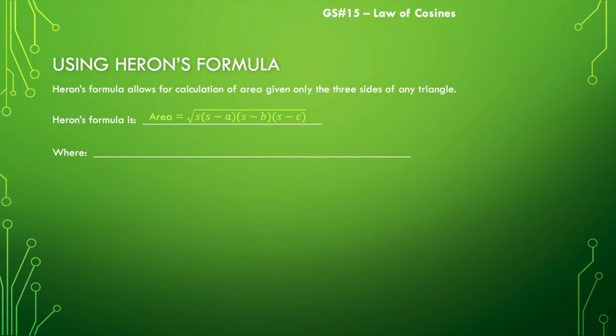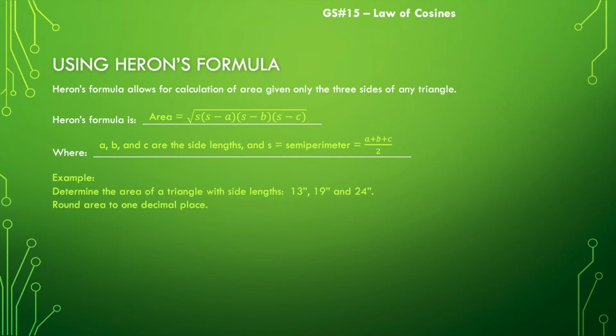Heron's formula says the area of a triangle is given by the square root of s times (s minus a) times (s minus b) times (s minus c), where s is the semi-perimeter, which means half of the entire perimeter, the side lengths a, b, and c added together and divided by 2. So in this formula, s is the semi-perimeter, and a, b, and c are the lengths of each of the sides. Let's see what we can do with this.